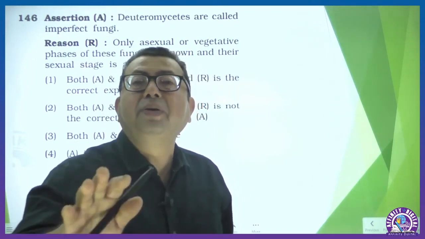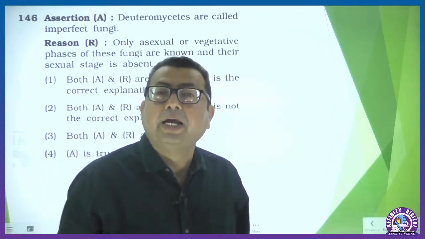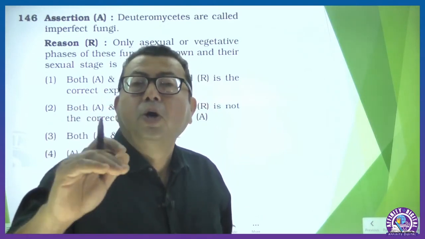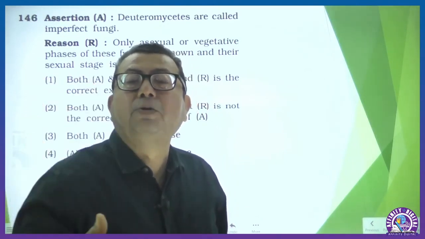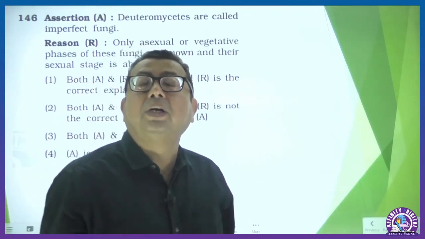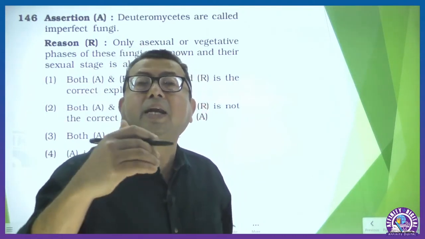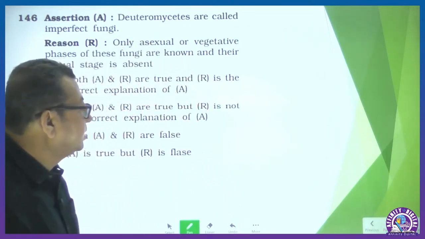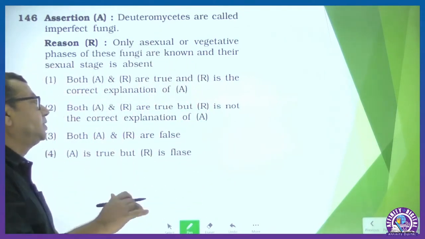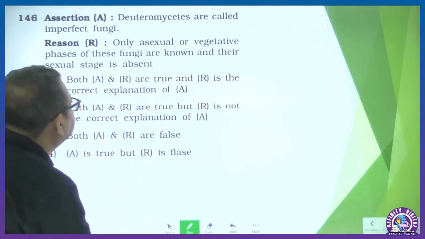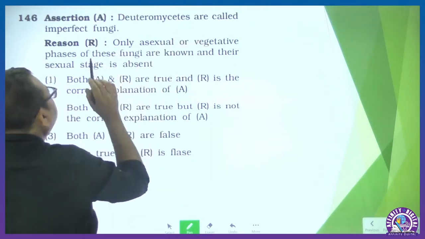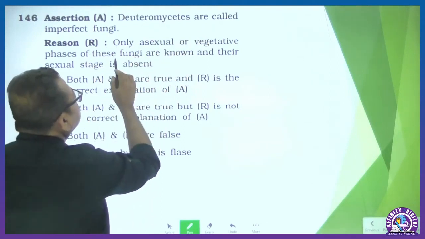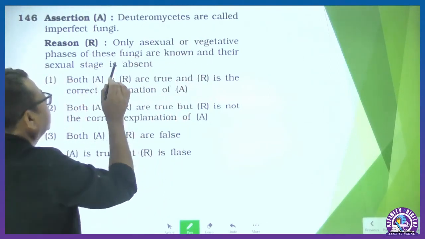The fungi that are still in deuteromycetes, their sexual stage has not been found yet. In deuteromycetes, only the asexual stage or vegetative stage is known, sexual stage not known. Only the asexual stage, called the imperfect stage, is known, that is why they are also called imperfect fungi. So only the asexual or vegetative stage of these fungi are known and their sexual stage is absent.